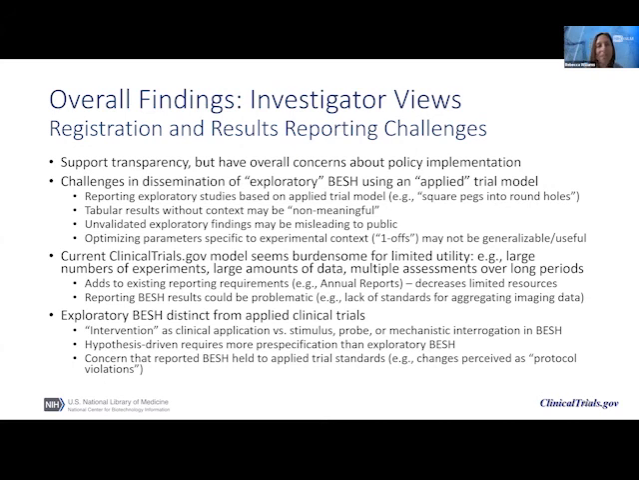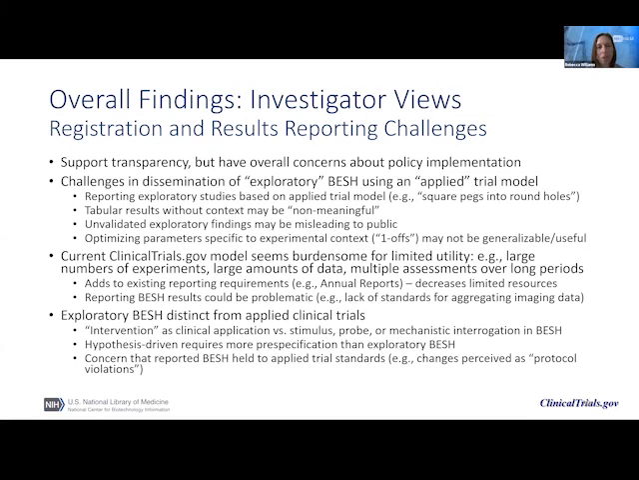It reflects the investigators' views as it relates to challenges. Again, everyone was supportive of transparency, but had some overall concerns about how to approach implementation, and reflected on some of the challenges that we had found in our own analysis, particularly when trying to disseminate BESH that might be more exploratory, and applying this model that was traditionally founded in the applied research space. They also felt that the model might be burdensome, given the large number of experiments that we saw, large amounts of data, with multiple assessments over long periods of time.